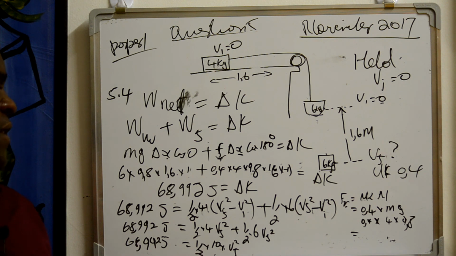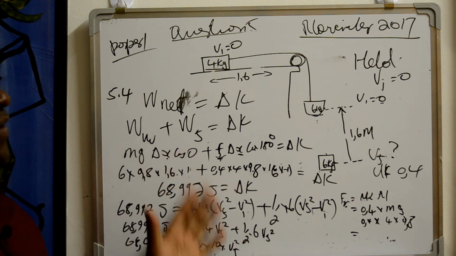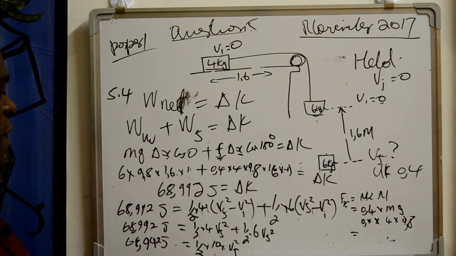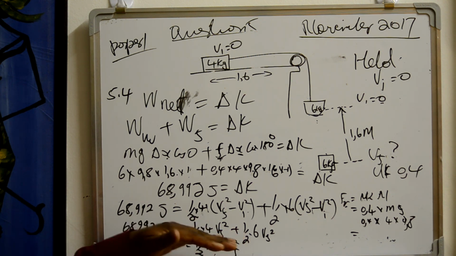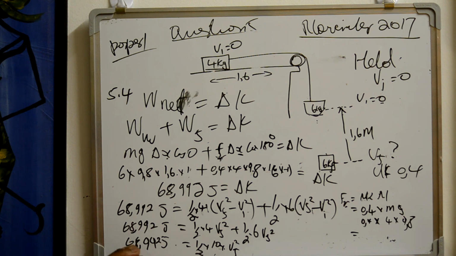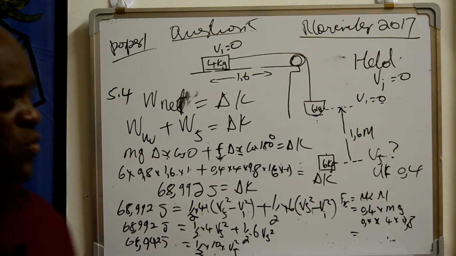That's how I do all these things. You must be very careful to look at the whole thing. Then you get your answer. Don't forget to put the square root in your answer. You've got 68,992 divided by 5, then you don't forget to get the square root.